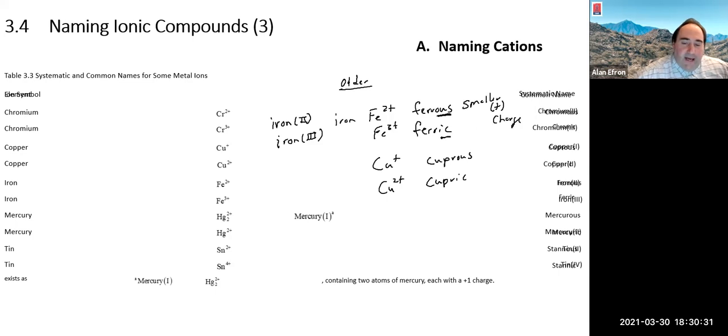The one that ends in -ic is usually the larger positive charge. So if you look at Fe3+ versus Fe2+, ferric versus ferrous, and same thing here, Cu2+ would be cupric and Cu+ would be cuprous.